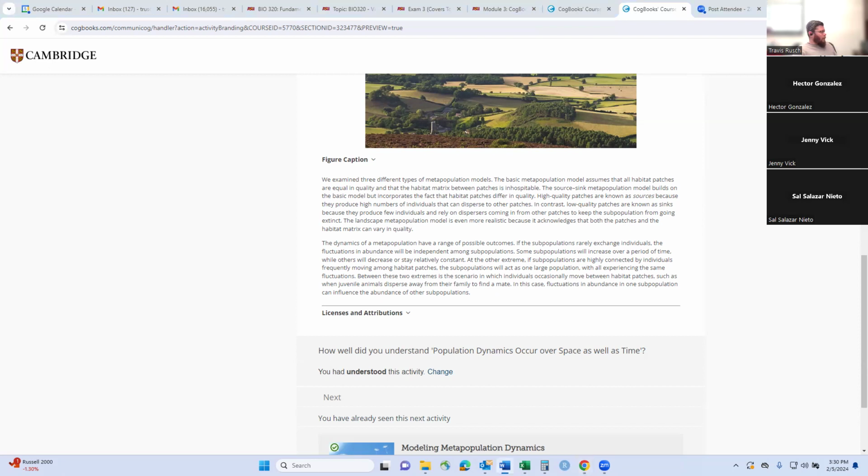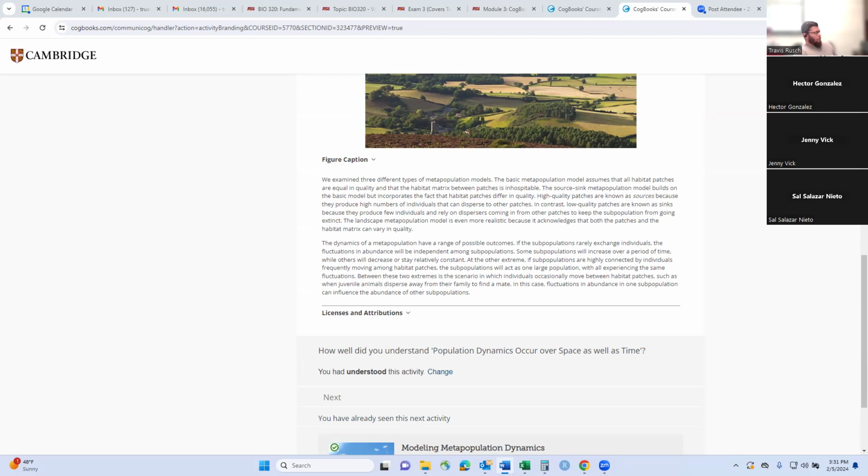Okay, and then the second model, that's the source-sink metapopulation model. How is that different than the basic metapopulation model? The basic metapopulation model assumes that all of the fragmented habitats are equally sustainable or within the ecological niche of each subpopulation, which isn't true. Some ponds might be a lot more resource heavy than other ponds. And so the basic model assumes all are equal, and the more complex model takes that into consideration.